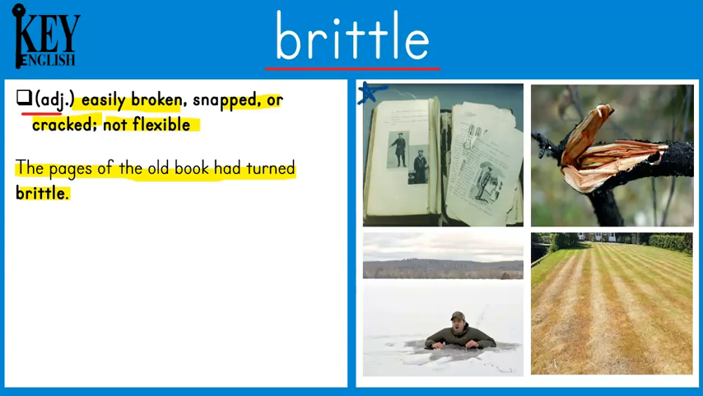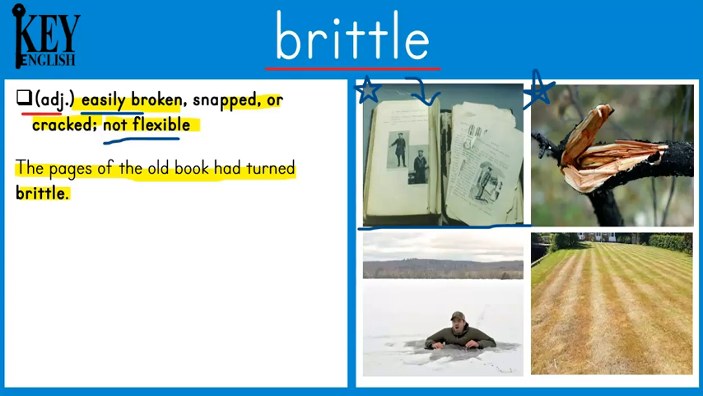Some other examples would be the old book's pages had become brittle with age. So when books get older, their pages become old and they might break off easily. So I can say that the book became brittle. Another example would be something like this branch of a tree. I can say the dry branch was so brittle that it snapped in half. It was very easy to break. It was not something that is flexible, so you can snap it in half easily.